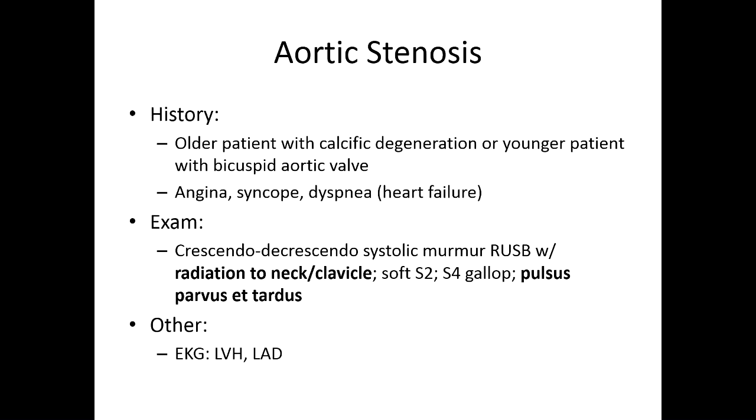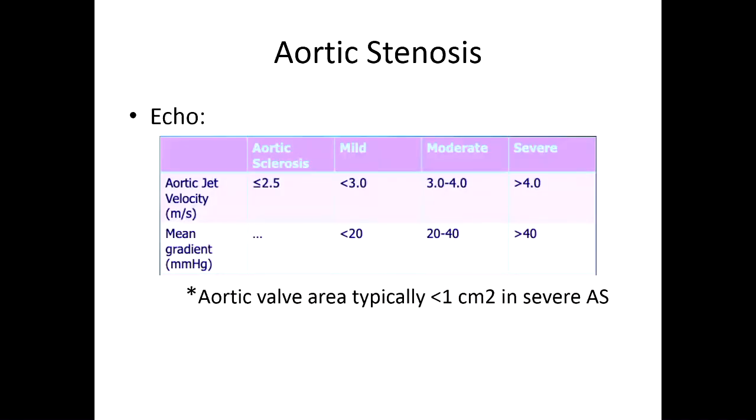So these are good things to commit to memory, because if you see them on the test when you're flying through and you're sweating, and you're like, man, I'm getting all these wrong, you see that, you're in good shape. Other clues would be LVH or left axis deviation on EKG. Okay, so echo is going to be helpful for characterizing the severity of the lesion.